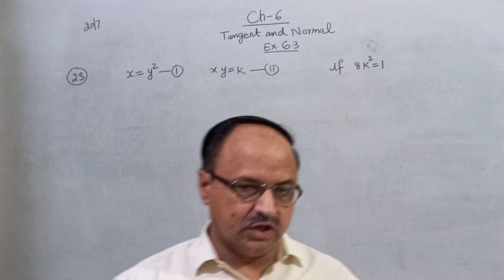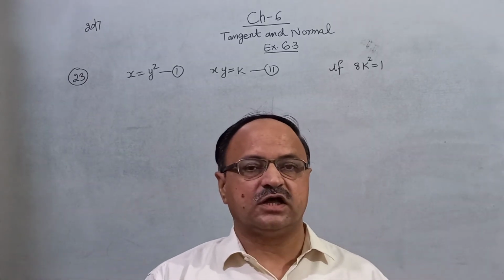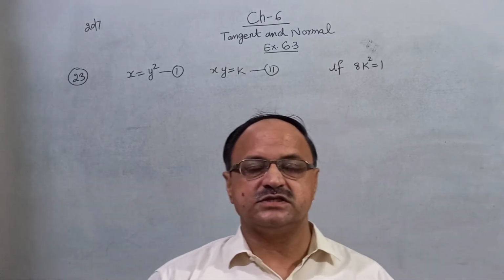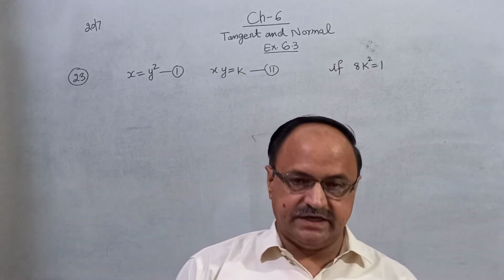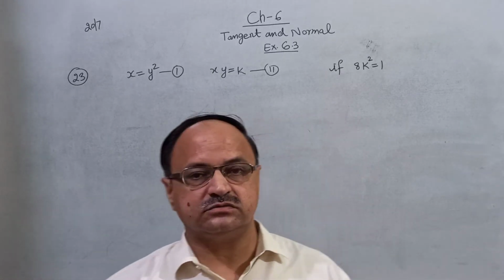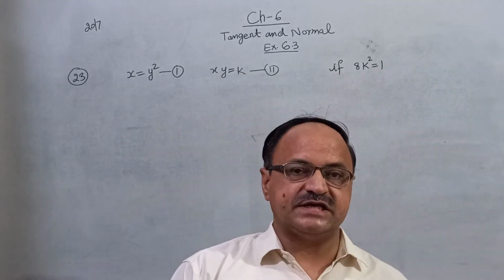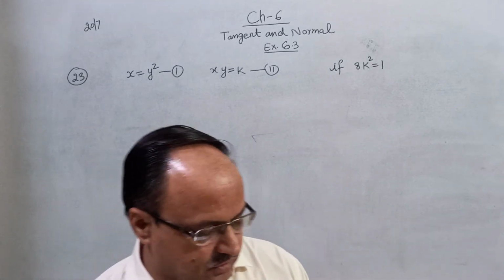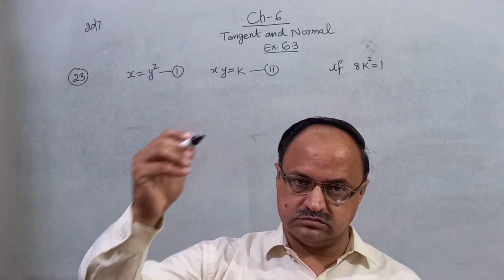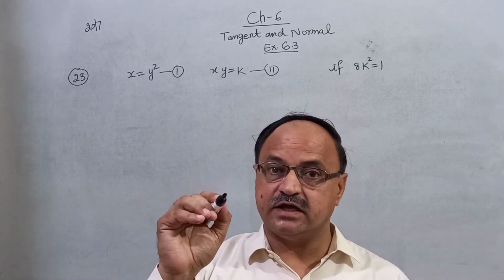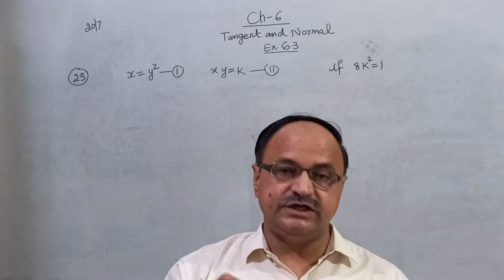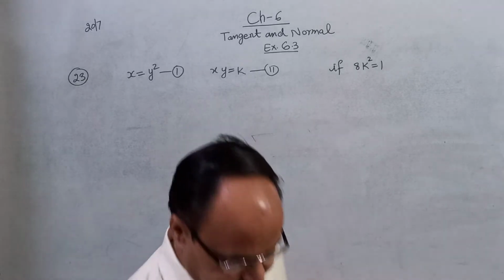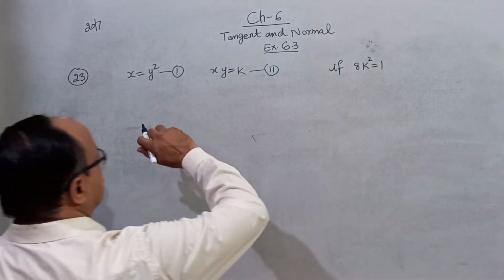And you know that two curves cut each other at right angle. Two curves intersect at right angle if the tangents to the curves at the point of intersection are perpendicular to each other. Now, how can you solve this question?